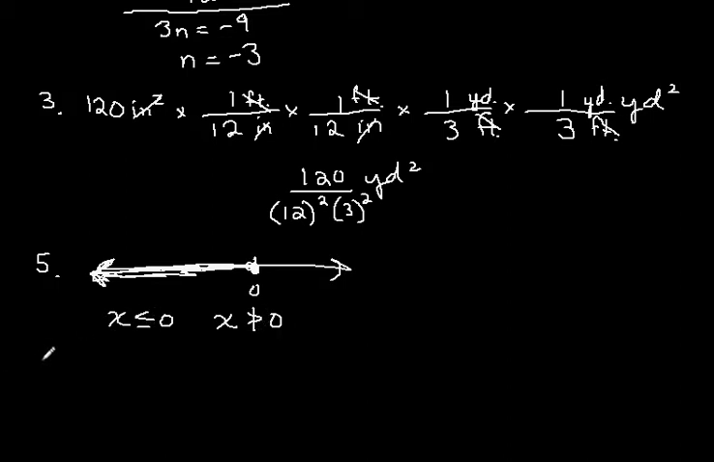Okay, 7. We're just going to keep moving here. If you need to slow it down or look at it, you can do that. Negative x minus 4 equals 3x.